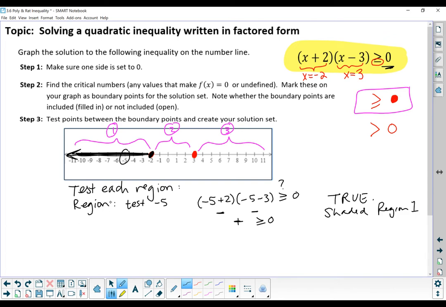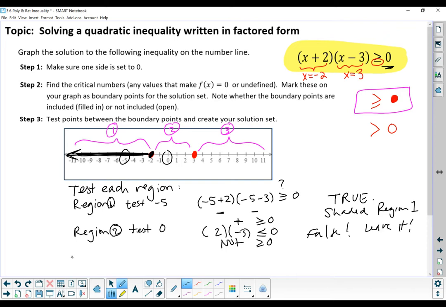And then you just test the next region, region 2. In region 2, I'm going to test 0. If 0 falls in your region, that's usually the easiest thing to test. So 0 plus 2 is 2, 0 minus 3 is -3, and that is less than 0. That is not greater than 0. So this region, that's not part of our solution, so we would leave it blank.